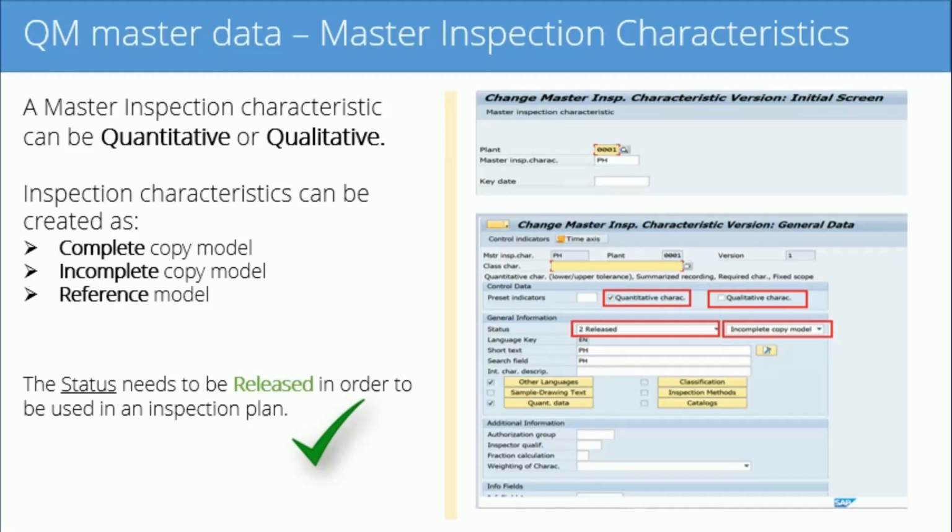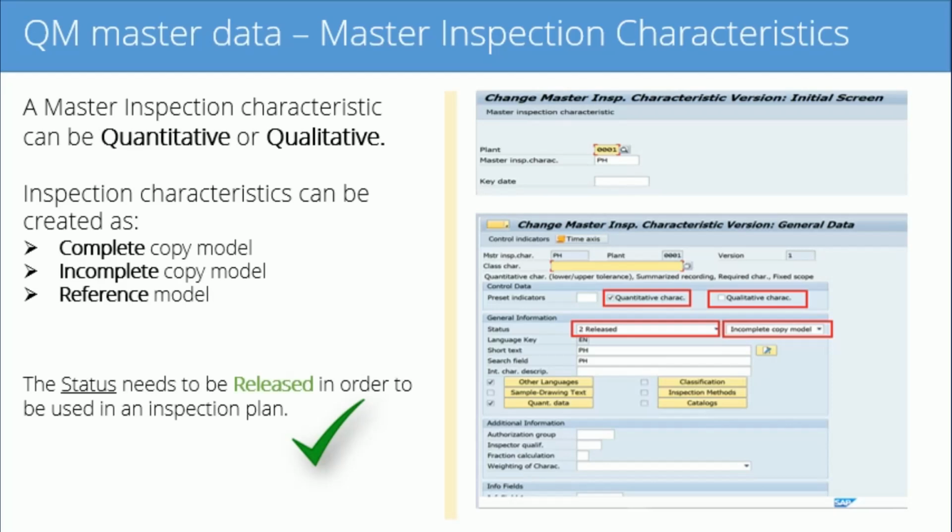The difference between a complete copy model and a reference model is that if a change is required in the MIC specification value in a complete copy model, we need to maintain that MIC value in the inspection plan separately. Whereas in a reference copy model of a MIC, one needs to change that in the master inspection characteristic transaction, which is the QS23 transaction. In the same screen on your right, you can see that there are other fields which are available, like plant, MIC name, key date.